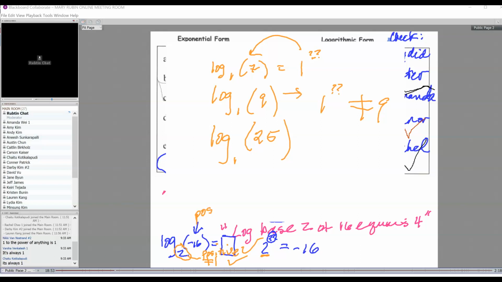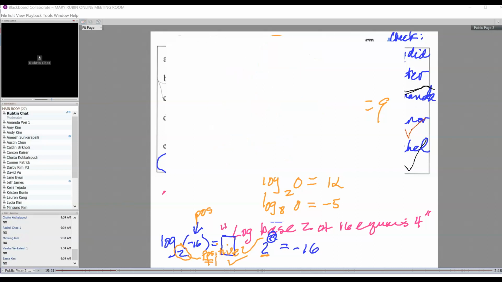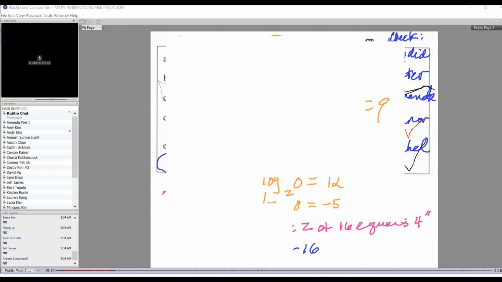How about this? What if I had log base 2 of 0 equals 12? Or log base 8 of 0 equals, I don't know, negative 5. What do you think about that? Yes, no? Is that possible? Okay, excellent. So that's also not possible. It's not like somebody made a rule. If these things mean what they say they mean, well then I cannot possibly have a 0.